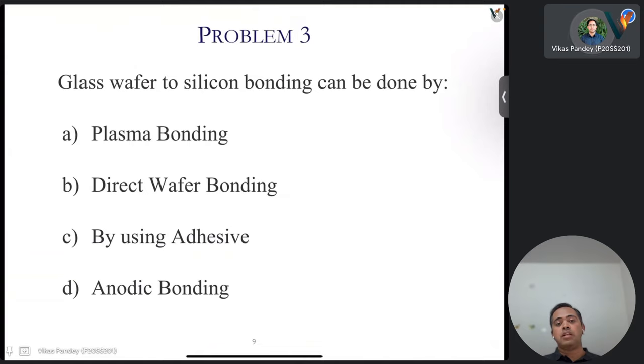Glass wafer to silicon bonding can be done by plasma bonding, direct wafer bonding, bonding by using adhesive, or anodic bonding.